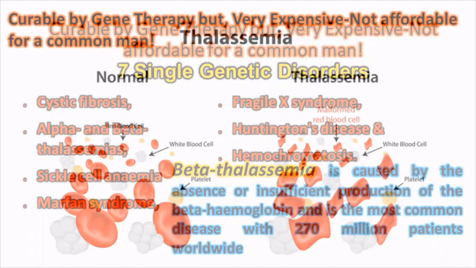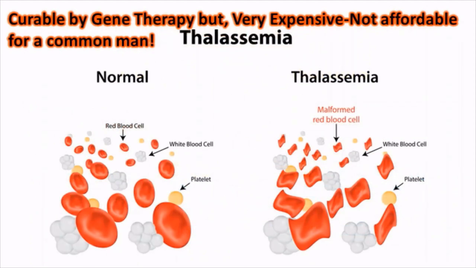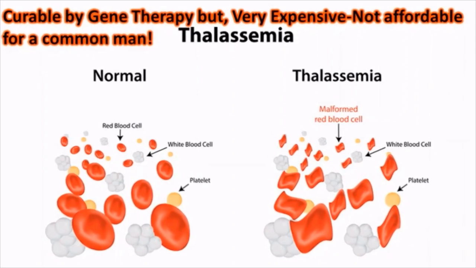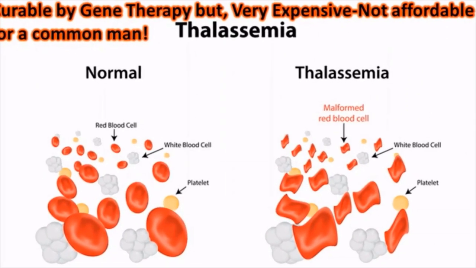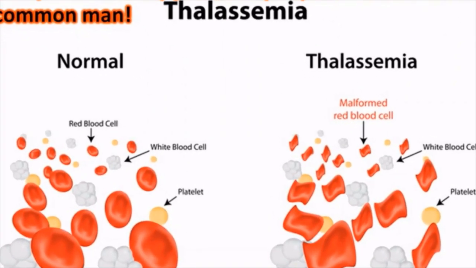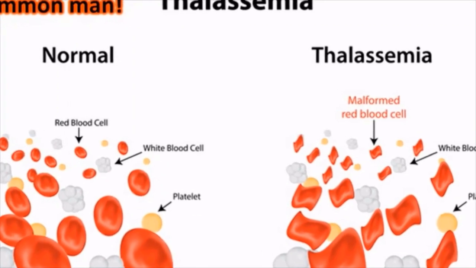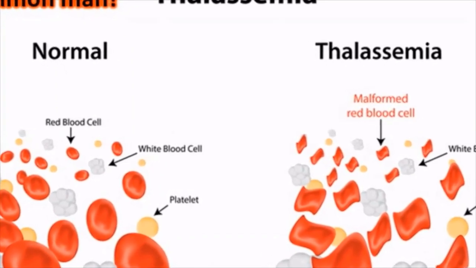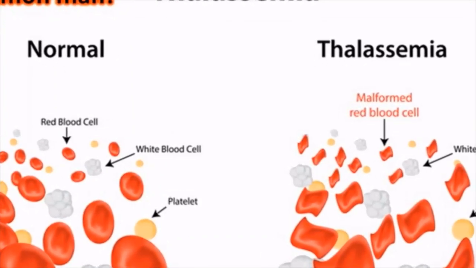I'll give one simple example. We have thalassemia, a genetic disorder, a single gene genetic disorder, and it can be cured by gene therapy. There is a mechanism, there is a method, there is a therapy for thalassemia. But the cost is 10 to 12 crores. It is not affordable for a common man. So the role of bioinformatics is to make this therapy affordable.